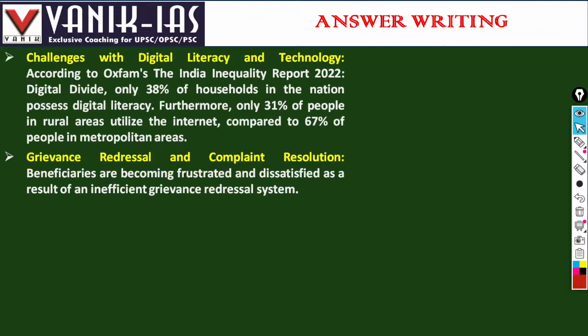Challenges with digital literacy and technology. According to Oxfam, the India Inequality Report 2022, on the digital divide, only 13% of households in the nation possess digital literacy. Furthermore, only 13% of the people in rural areas utilize the internet, compared to 67% of people in metropolitan areas. Grievance redressal and complaint resolution. Beneficiaries are becoming frustrated and disaffected as a result of the indirect grievance redressal mechanism. It is inadequate.